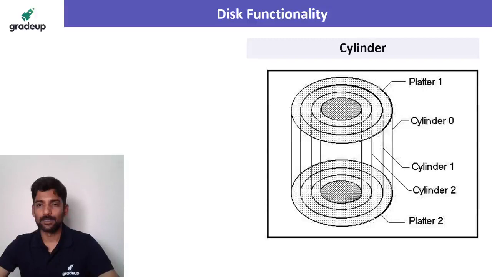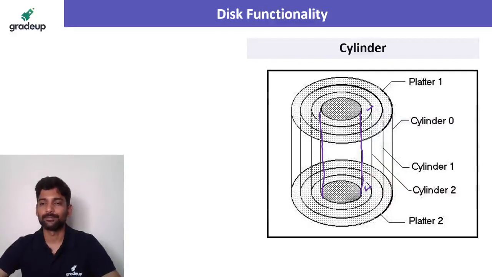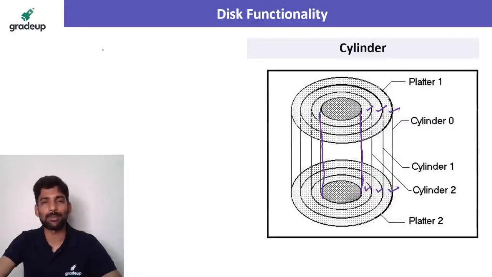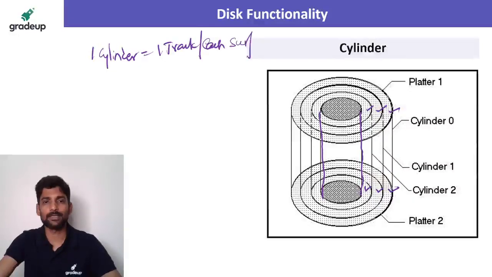This is the spindle, guys, on which platters are mounted. So all first tracks, this collection is one cylinder, and all second tracks, this collection is another cylinder. All third tracks, this collection is another cylinder. So one cylinder will get one track from each surface, isn't it?